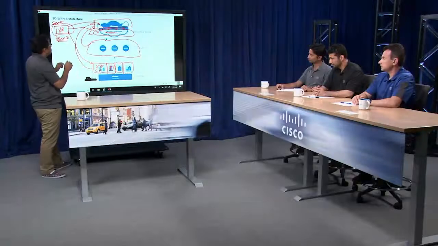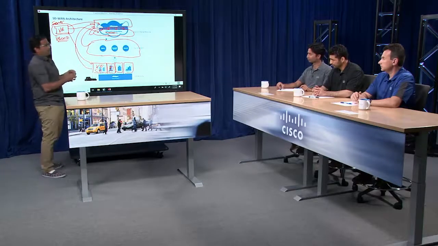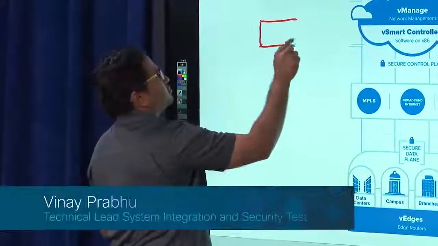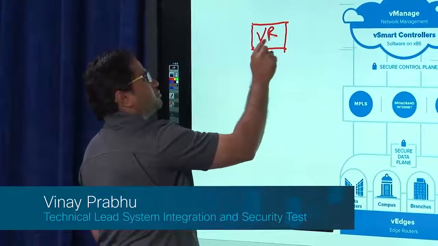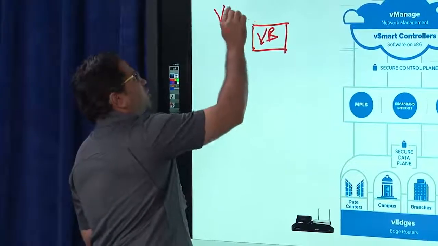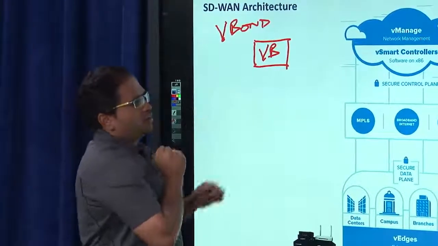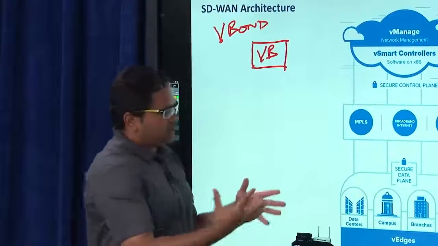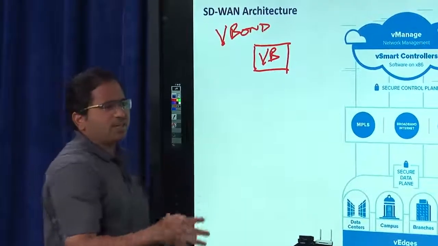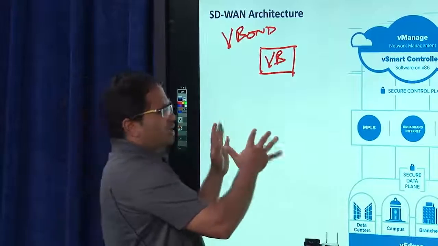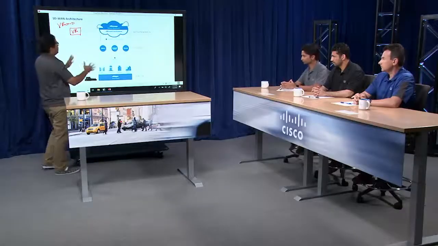So let's go on to how this network actually comes alive. So this is your vBond. There is a mechanism for this to be zero touch. We'll not delve into that right now. We'll understand how this architecture comes up, and the zero touch basically is a logical extension of what this architecture brings.